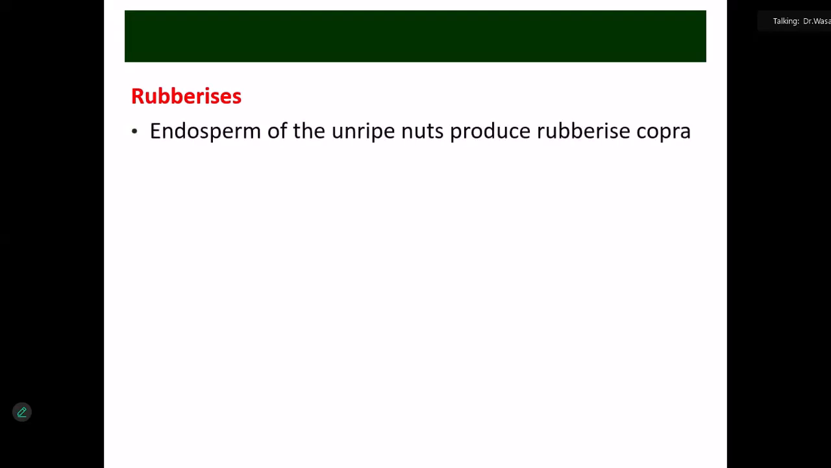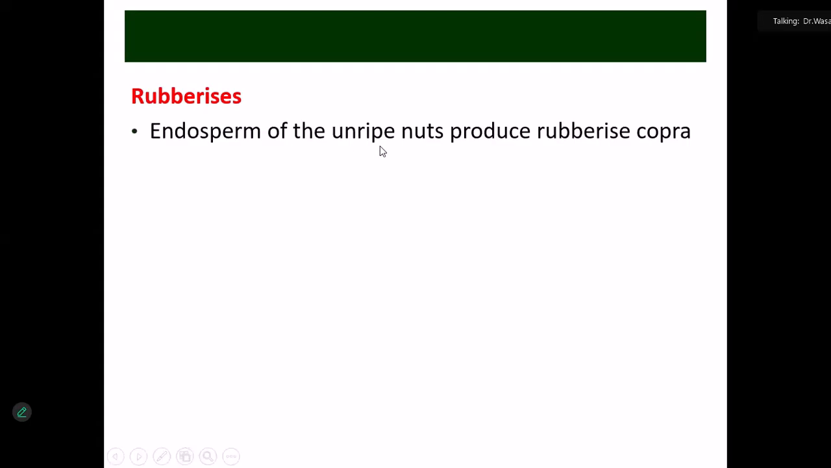Number 1, rubberized. Rubbery copra. What do you mean by rubberized? Rubberized means normally the copra, if you just take copra, it should be hard. But if it is flexible, that means rubberized copra. Copra after processing, that is rubberized copra. The endosperm of unripe nuts produces it. What is the reason? Unripe nuts.